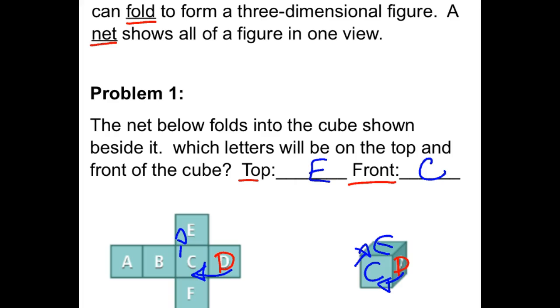As you can see, I determined that the top is an E, because the top is going to be whatever is directly above the C and the D, but what's directly above the C is actually that E.